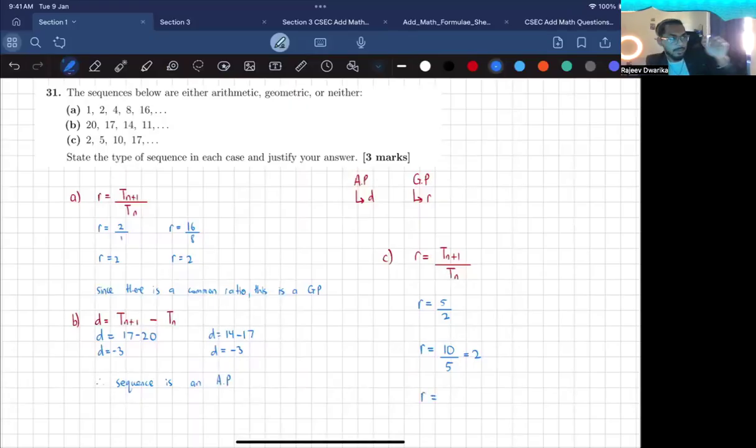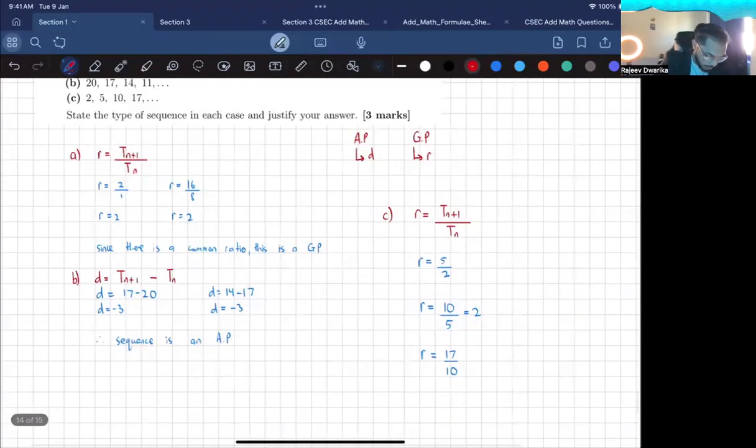Tell me something over something, like say 5 over 2. Give me another pair. 17 over 10. Right. So in doing this, you're seeing that it does not have a common ratio. When we say common, we mean something that is the same throughout. So this can't be a GP.